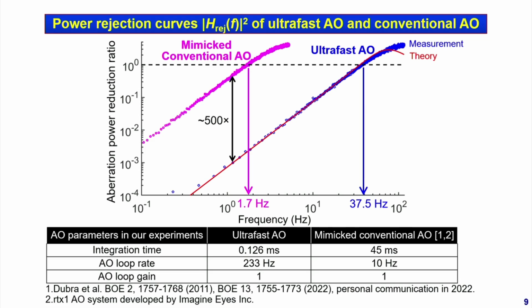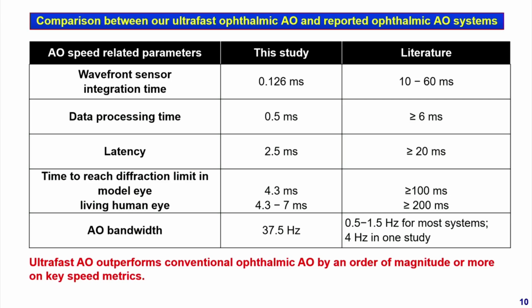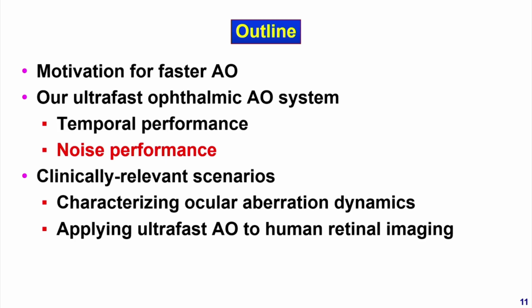For our mimicked conventional AO, we use an integration time of 45 milliseconds and an AO loop rate of 10 Hz, which are the average parameters of the two most widely used ophthalmic AO systems in academia and industry. We can compare our AO system with reported ophthalmic AO systems. By comparing speed-related parameters such as integration time, data processing time, latency, time to reach diffraction limit, and AO bandwidth, ultrafast AO outperforms conventional AO by an order of magnitude or more on key speed metrics.